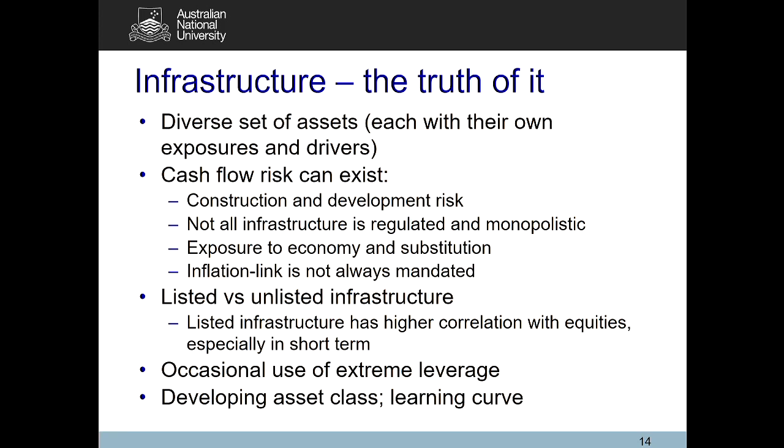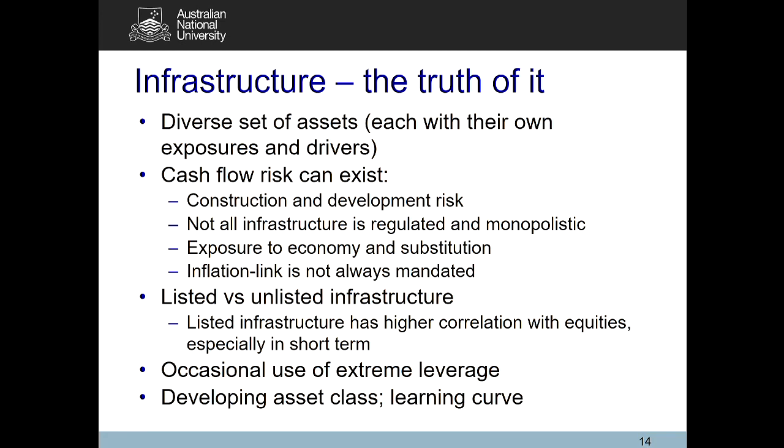First of all, there's a diverse set of assets with their own exposures and drivers. Toll revenue will behave differently to communications revenue, for example. The second is that cash flow risk can and does exist. You have construction and development risk. A great example of this I'll talk about in a moment, and that is that one of the assets a company called Transurban invested in is the Burnley Tunnel in Melbourne.